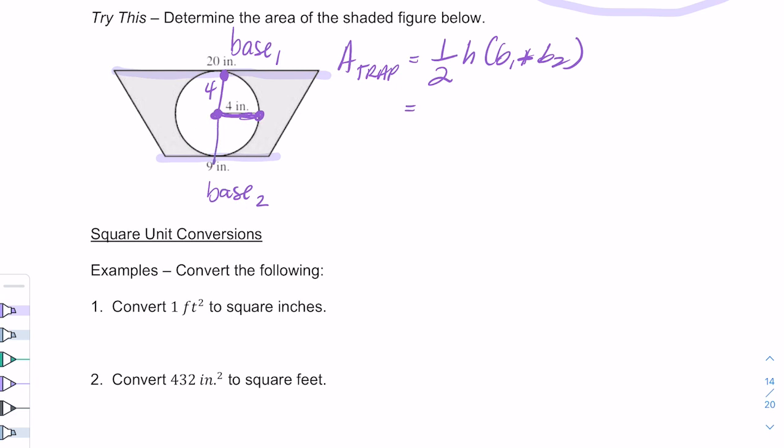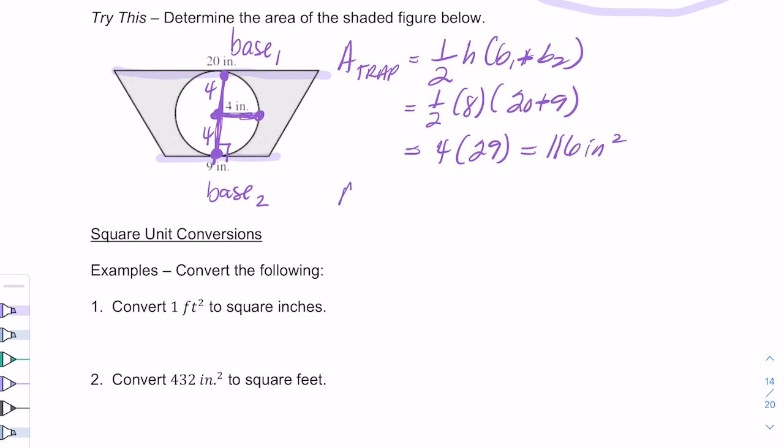So now if I go all the way through, that diameter now becomes my height. That's the height of the trapezoid. So the height is going to be 8. And the bases are 20 plus 9. So I'm going to take half of 8, which is 4, and multiply by 29. And when you do that, the area of the trapezoid comes out to be 116 inches squared.